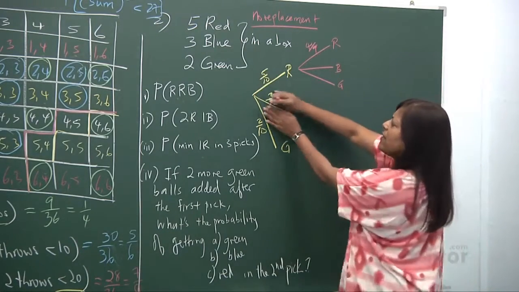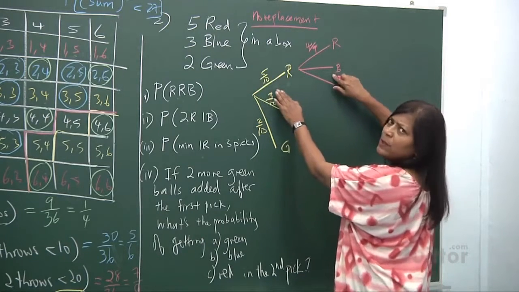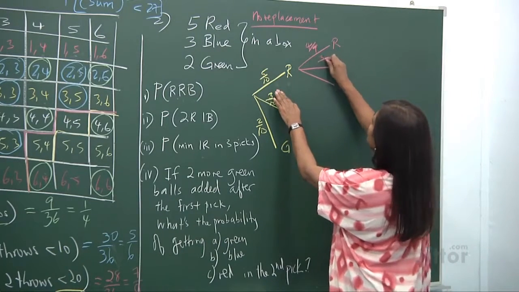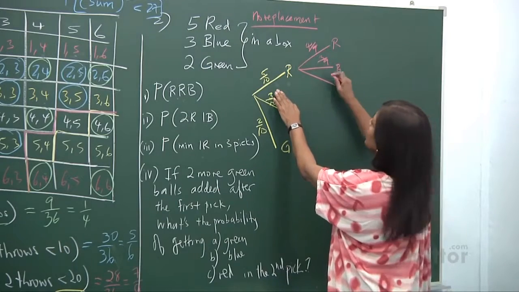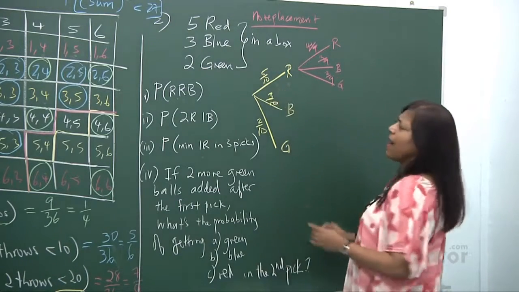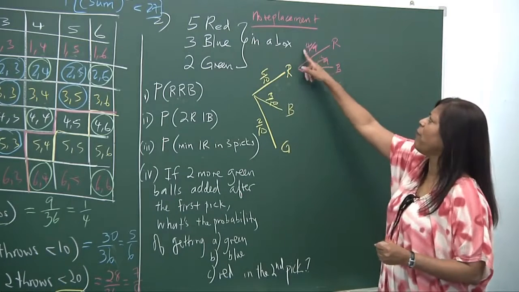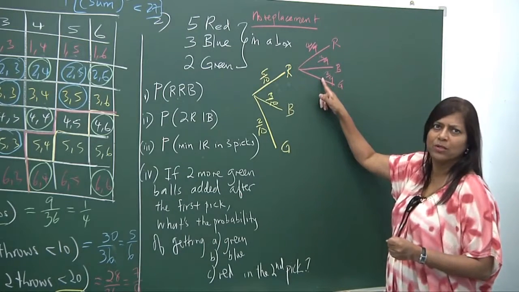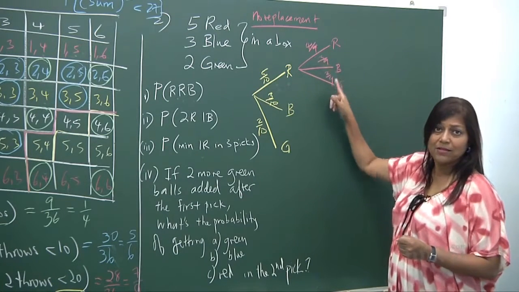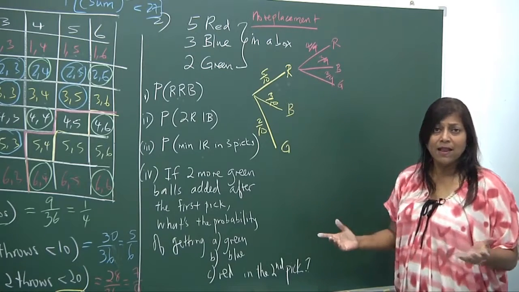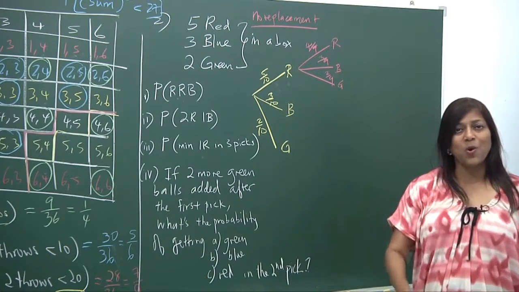How many blues? You've taken out only a red. Ignore this. You've not taken a blue. So you have 3 out of 9. How many green? 2 out of 9. When you add them up, 4 plus 3 plus 2, 4 plus 3 is 7, 7 plus 2 is 9. 9 upon 9 is 1 whole.